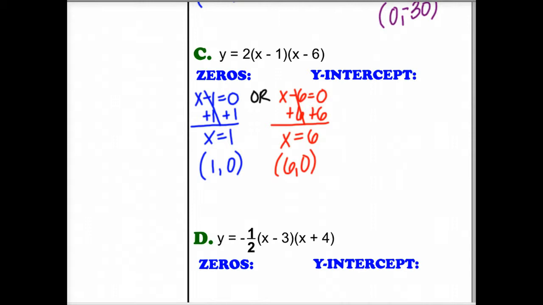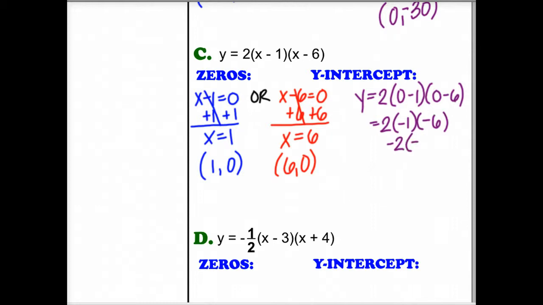And then for my y-intercept, putting 0 for x, we get 2 times (0 minus 1) times (0 minus 6), which gives me 2 times negative 1 times negative 6. 2 times negative 1 is negative 2, times negative 6 is equal to positive 12. Therefore, my y-intercept is (0, 12).